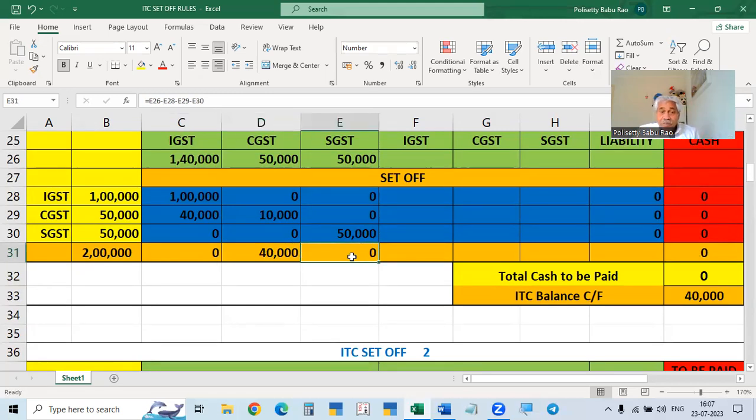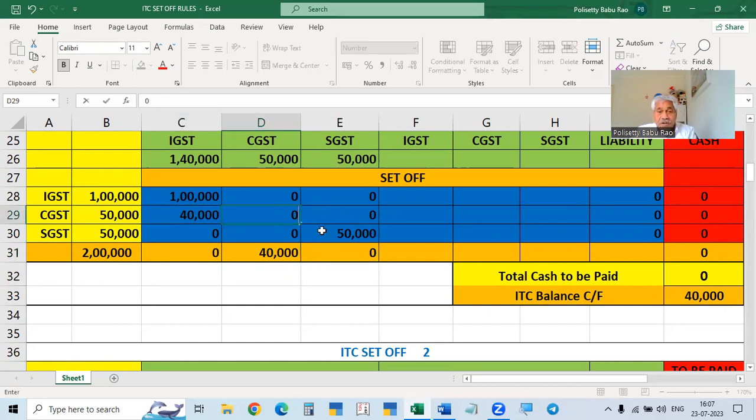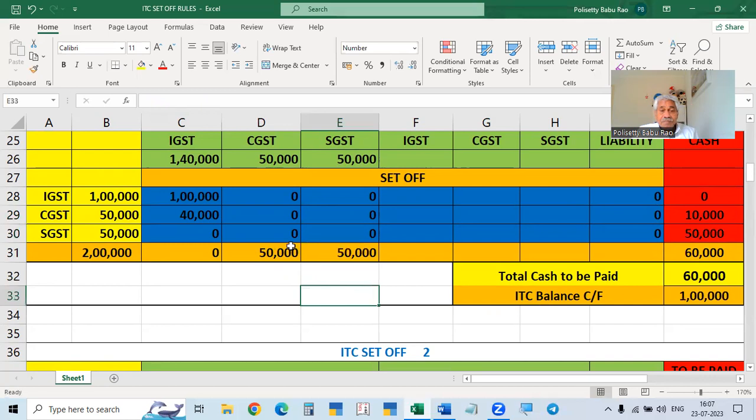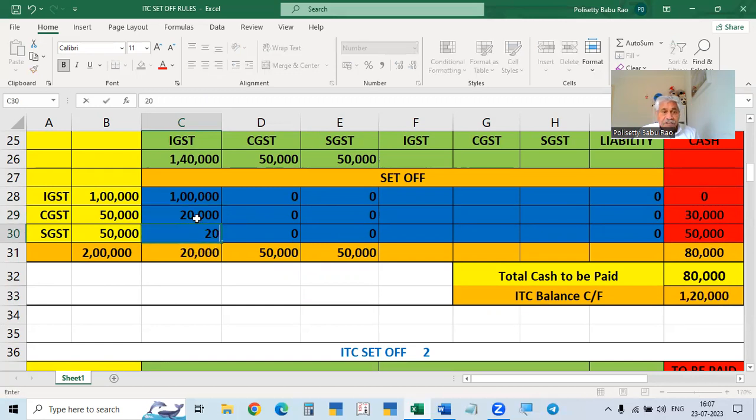So it's not that. But generally, make it equal. In this case, what we can do is make it 0 and 0. See here, 50-50 is there. Here, instead of 40, make it 50-50, 20,000, 20,000. So here, if you make it, this IGST is over and the balance is completed. IGST is exhausted completely. It is 0.